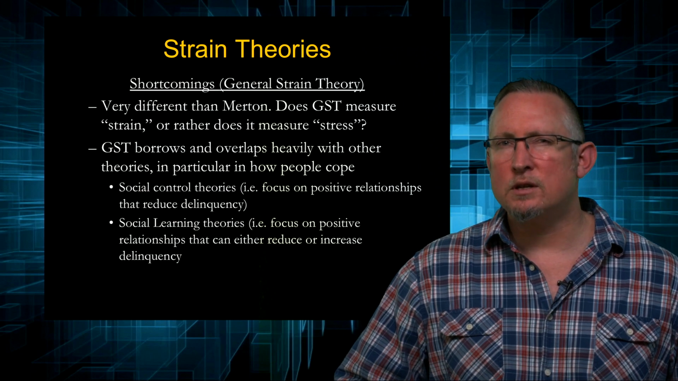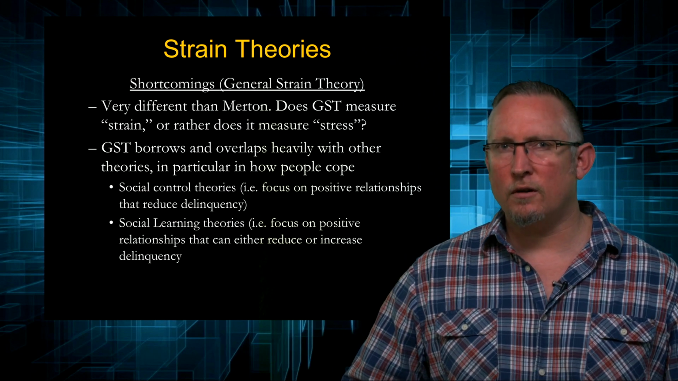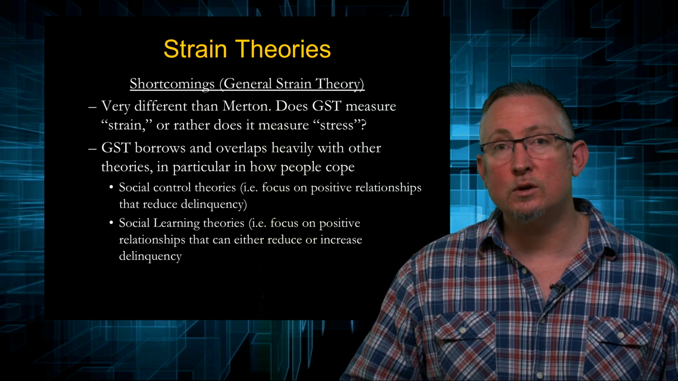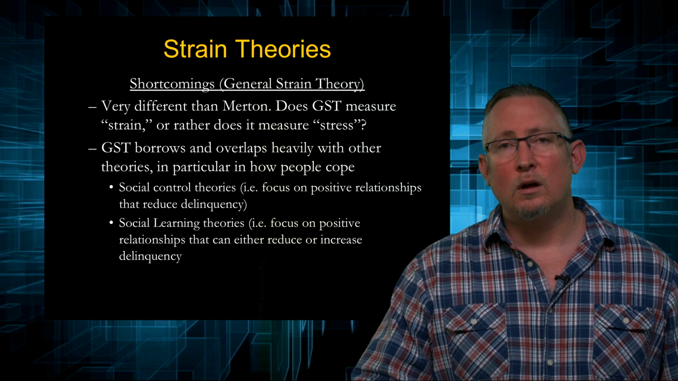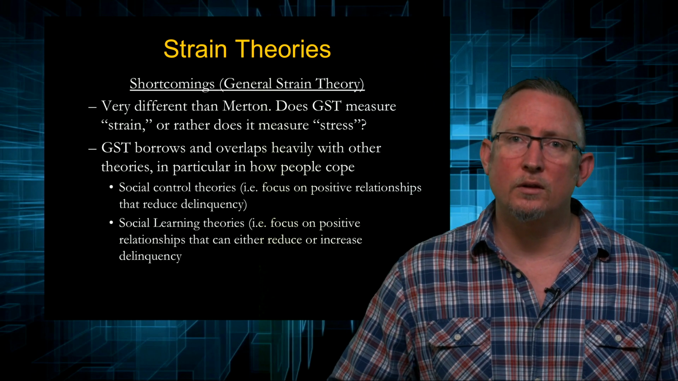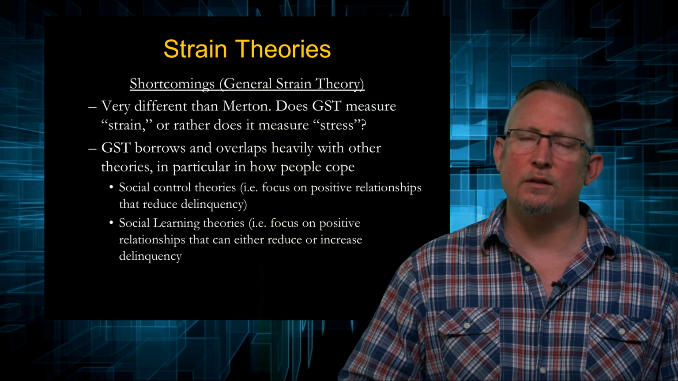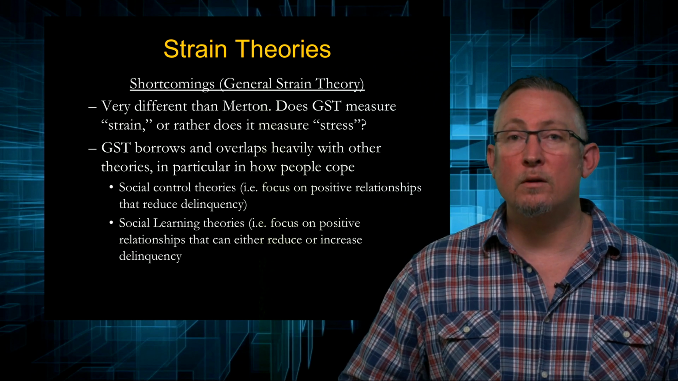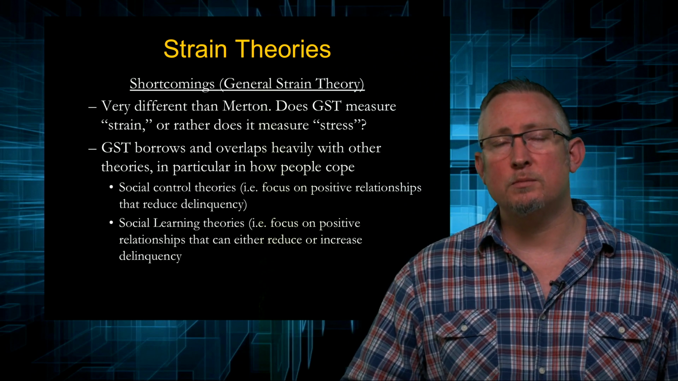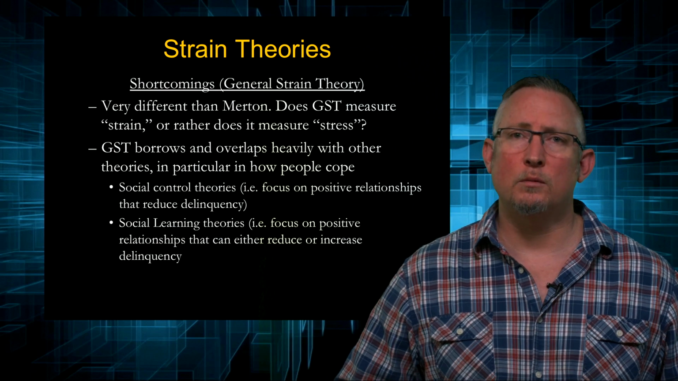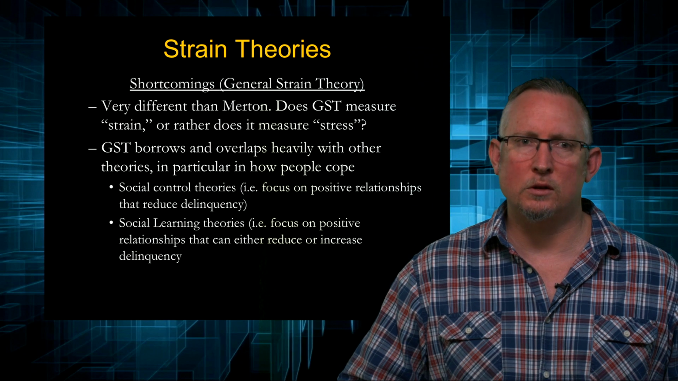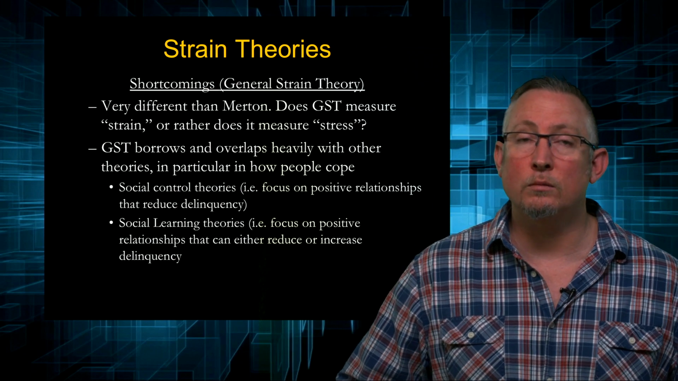General strain theory is done better for several reasons. It's more empirically demonstrable. There's been a lot of research that's upheld at least part, if not all, of the arguments of Agnew's strain theory. So it's fared better, although it's much newer than Merton's strain theory. But it's fared better in terms of some demonstrable empirical rigor.